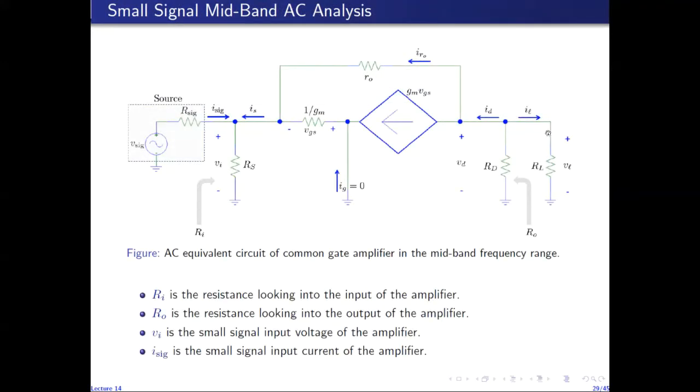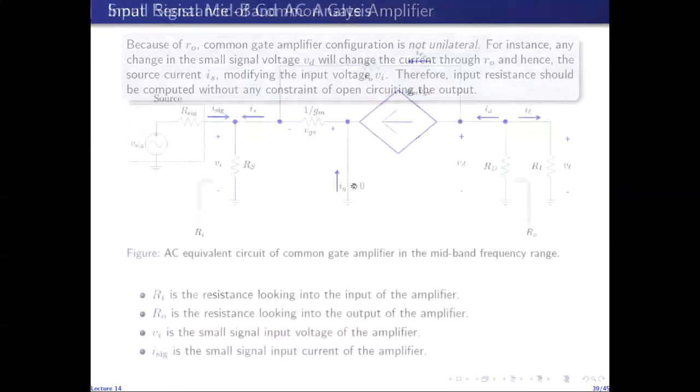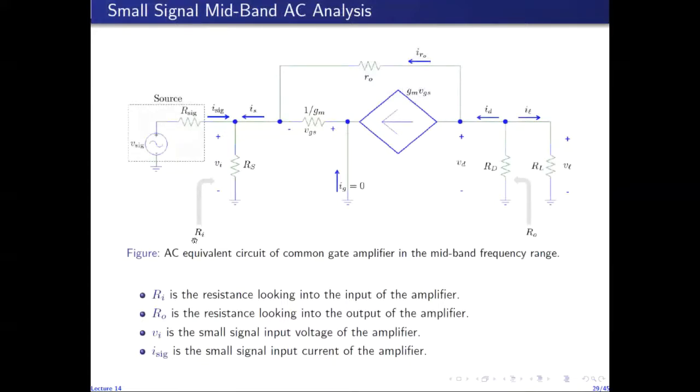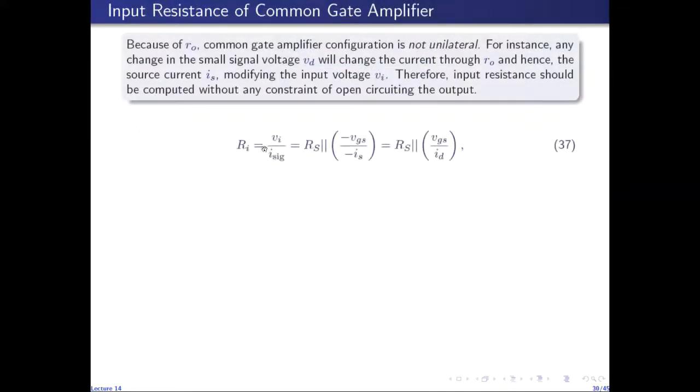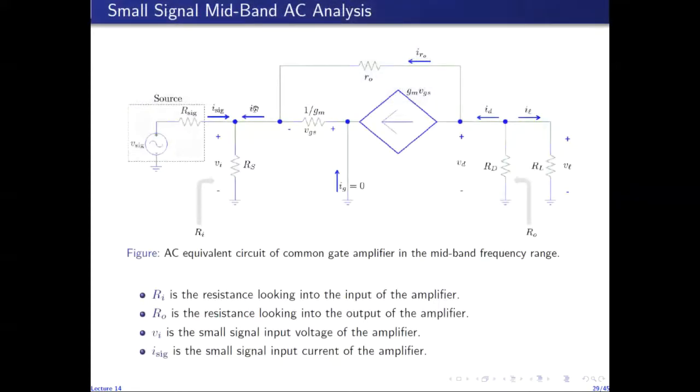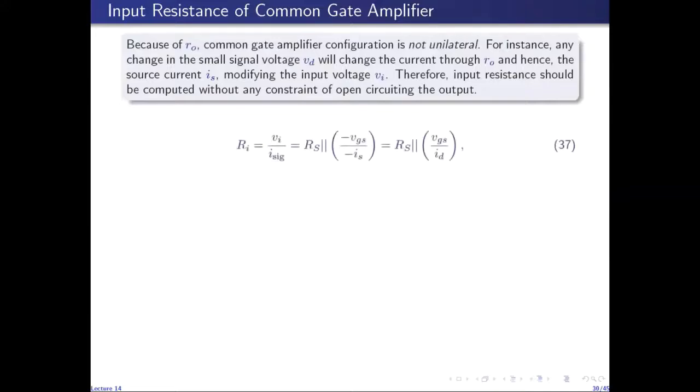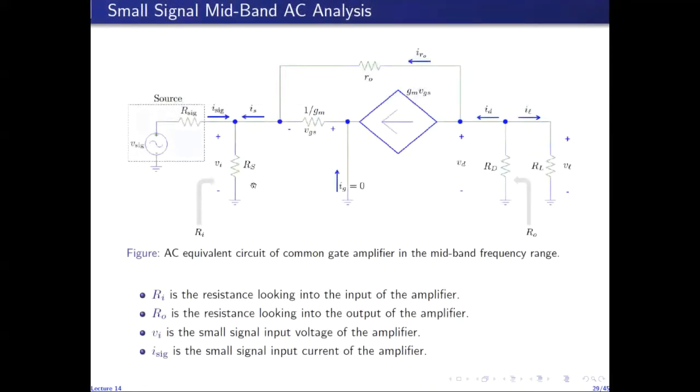So we keep the load in the circuit, and we compute the input resistance Ri. Ri by definition is given by the voltage at the input port divided by the current entering the input port, Ii. So Vi over Ii is Ri, and we can represent it in this way, because if we look at Ri, then Ri is Rs in parallel with the resistance seen looking to the right into this circuit between this node and ground.